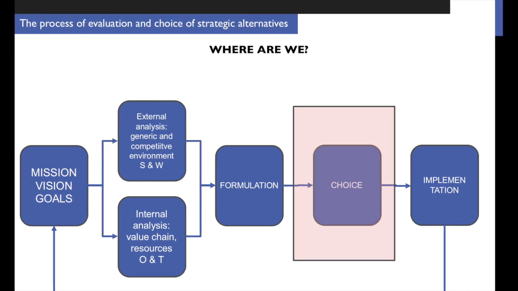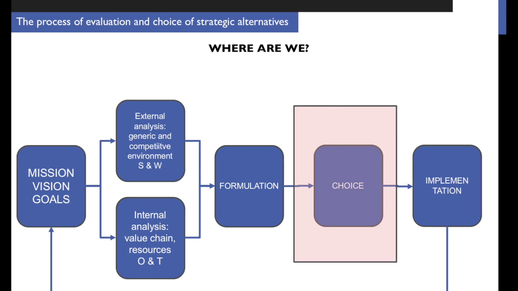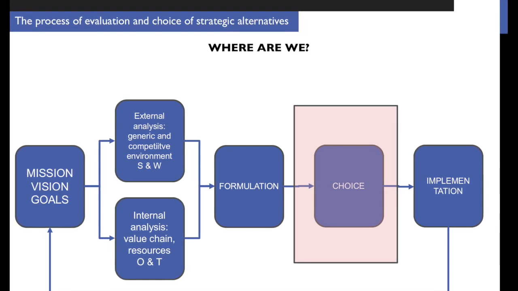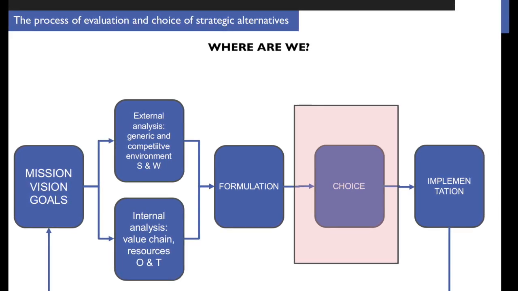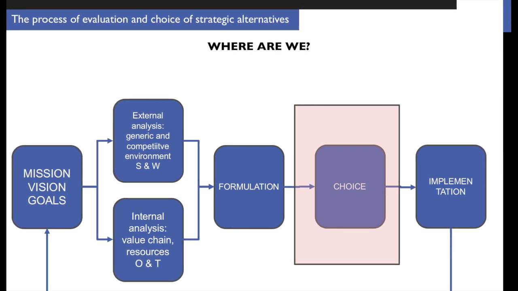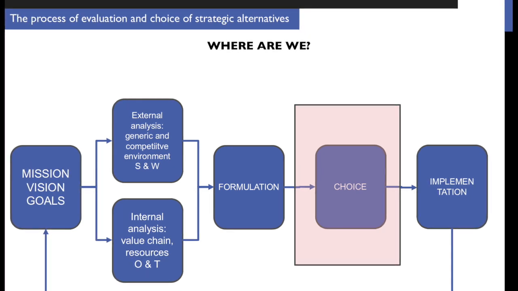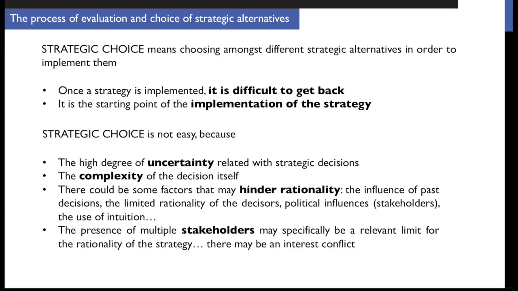We have to choose the strategy we are going to put into practice. And then there are going to be more lessons about strategic implementation, how to put them into practice. We are going to start with the implementation today too, but now we are in the strategic choice. So strategic choice means choosing. That's obvious. I mean, selecting a strategic alternative amongst the different ones we have got in order to put it into practice, in order to implement it.